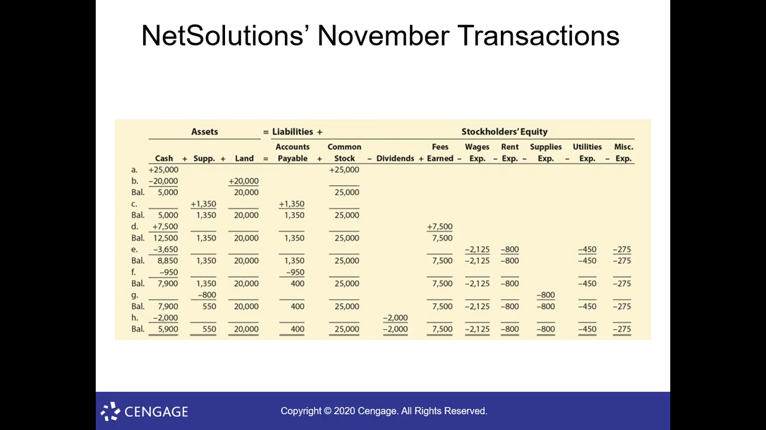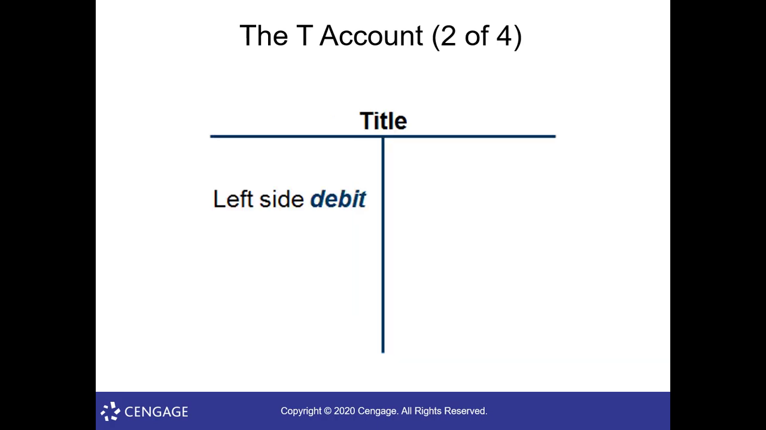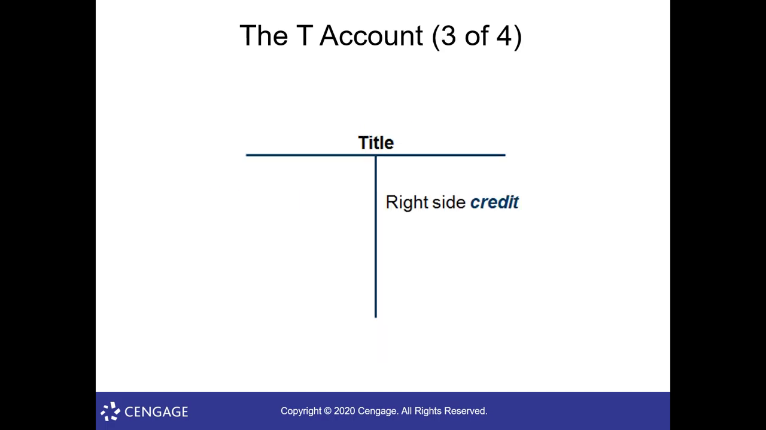Now, for purposes of instruction, we use what is known as a T account. So a T has a left side and a right side, and then a title of the account, whether it's cash, accounts receivable, fees earned, or wage expense. The left side is called debit, and the right side is a credit. So debits and credits. So debits left, right, credit.